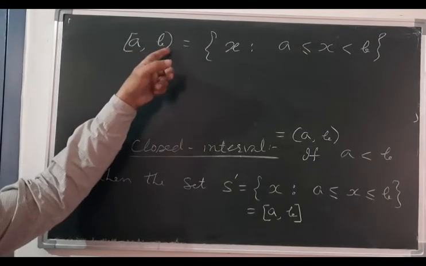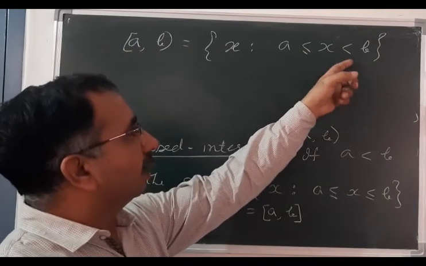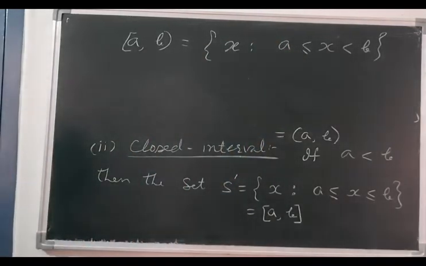Similarly, if here we have a square bracket and here a round bracket, then we have the equality sign here and strict inequality on this side.